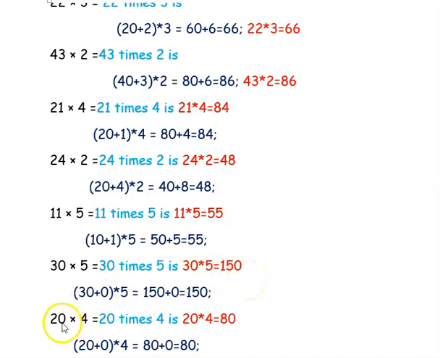The next number is 20 into 4. 20 times 4 is dash. So 20 is repeated 4 times. So here also we are writing 20 as 20 plus 0 into 4. So 20 into 4 is 80 plus 0 into 4 is 0. So 80 plus 0 is 80. So thus 20 into 4 is 80.